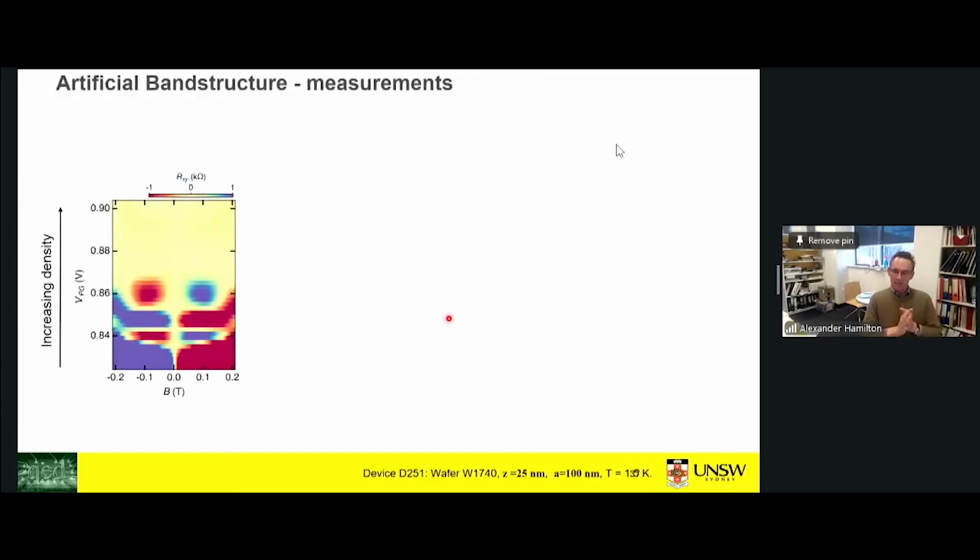So now let me get to the measurements. What do we actually measure? In the experiment, what we do is we take our lattice, this is a 100 nanometer lattice at 1.5 Kelvin, we cool it, we increase the carrier density on the y-axis, the x-axis is the magnetic field, and the z-axis, the color, is the Hall voltage. Positive Hall voltage is blue, negative Hall voltage is red.